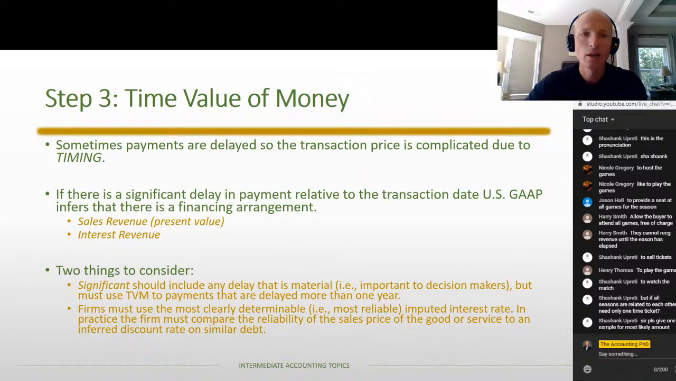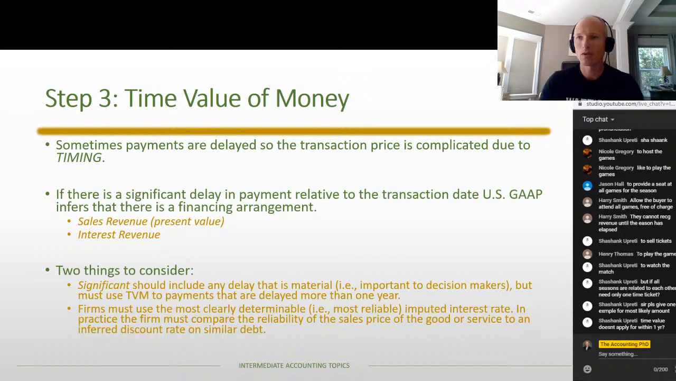The second thing, the firm must use the most clearly determinable, i.e. the most reliable, imputed interest rate. All right, so what does that mean? In other words, they have to use the most reliable imputed interest rate. So time value of money doesn't have to apply within 1 year. It doesn't have to. It can, it just doesn't have to. Now, I will say for the purpose of any test that I give, if it's less than a year, you don't have to use time value of money. If it's more than a year, then you do.